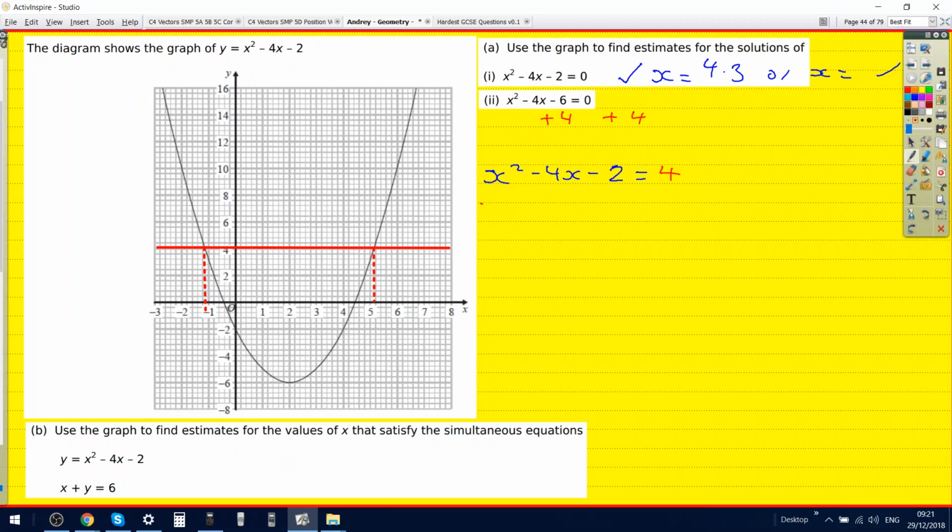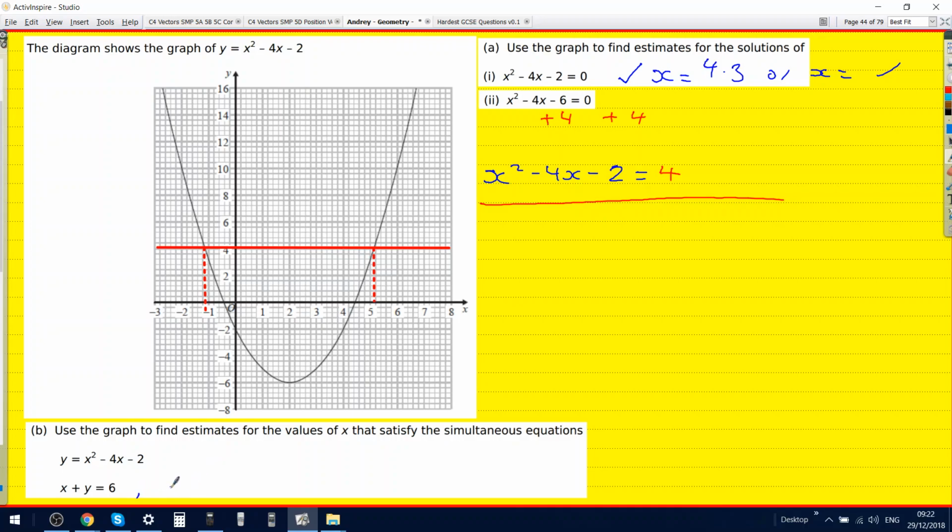I think if you did something like 6 minus x is equal to x squared minus 4x minus 2, that would probably do something. So you made it y equals 6 minus x? Yeah. So how do you go about solving those two? Would you do 6 minus x equals x squared minus 4x minus 2? Okay, so how would you use that to then use your graph to solve it?